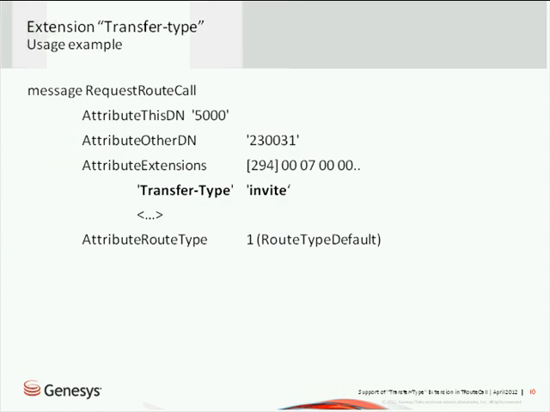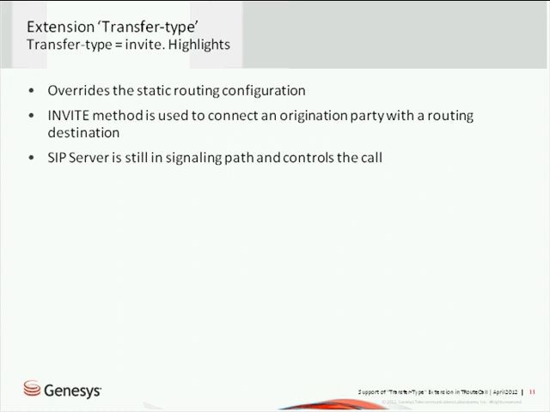Here is how a typical usage example looks. That's our route call, and that's how we specify it. You use the extension attribute of that route call and add the TransferType key there with the desired value. Let's review each of those values.